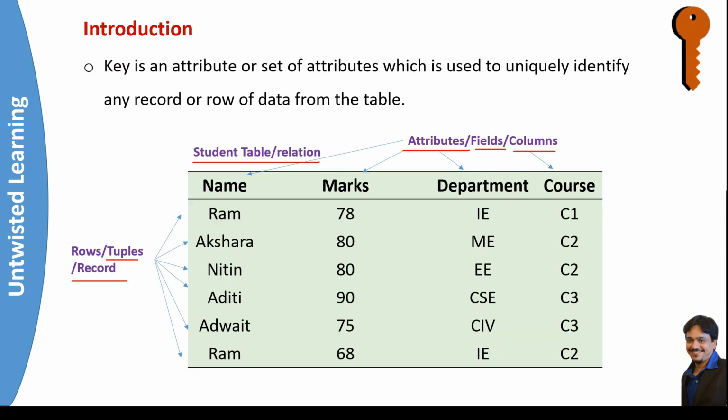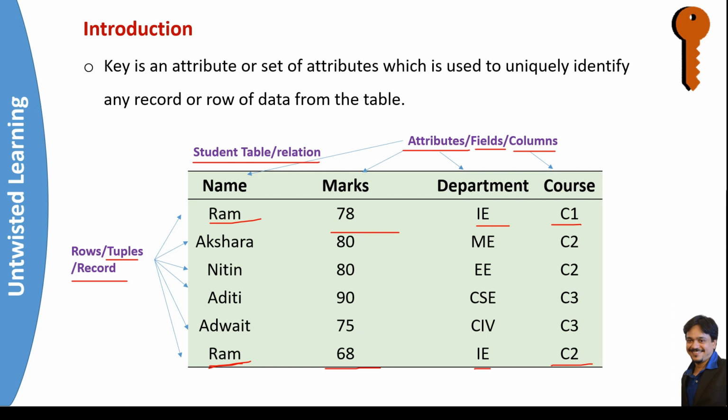So identify key. As the definition of key says, it is an attribute or set of attributes which uniquely identifies any record. So in this case, you can see that in the name column, there are 2 RAM. Here is also RAM. Here is also RAM. Then department is same. So RAM basically scored 78 marks in C1 course. He is from I department. Then here in the course 2, RAM scored 68 marks, right? So this cannot identify uniquely.